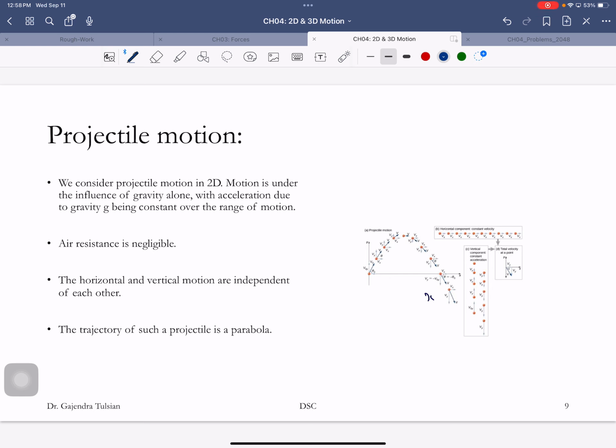Now we'll do projectile motion. We'll consider this special two-dimensional motion, in 2D, under the influence of gravity alone. So what does that mean? That the only force acting on the object is the gravitational force. So there's no air drag, no lift. We're not considering motions of planes or gliders. We're considering motions of rocks thrown in the air, or baseballs thrown in the air. This is a free fall motion.